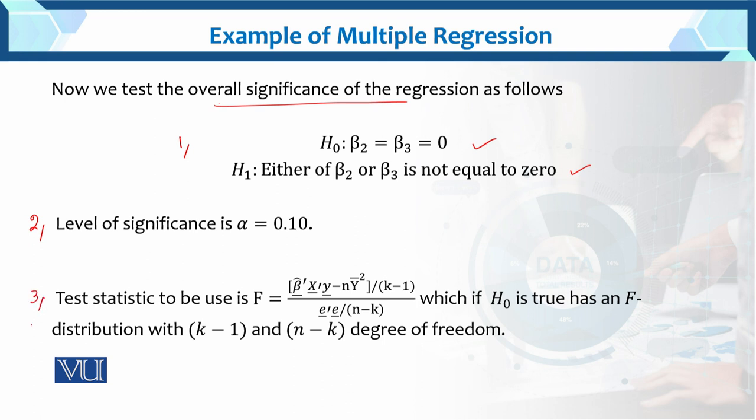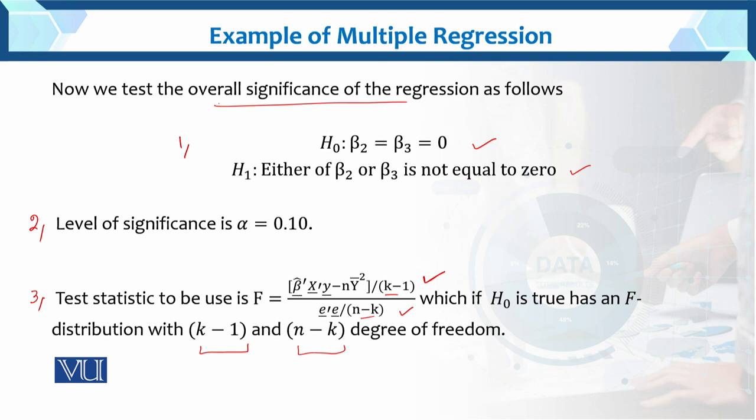And the third step is the test statistic to be used. This is the test statistic. Thoda sa recall karein, to humne apne previous lecture mein iski mathematics develop ki thi. Now the numerator is the regression sum of square and the denominator is the error sum of square or residual sum of square, and these are the degrees of freedom, which if H naught is true, the F distribution with K minus 1 and N minus K is the degree of freedom.